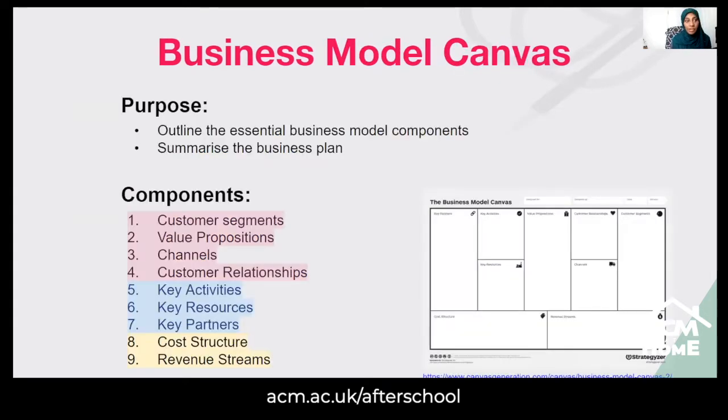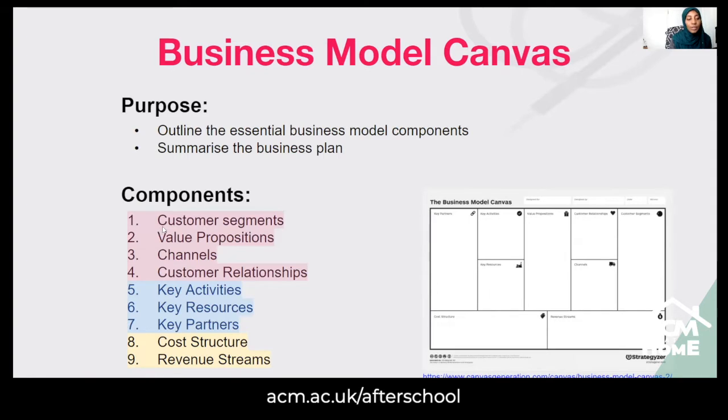So, a business model canvas. We've talked about the purpose, outlining the essential business model components. So it's about having an overview of the key components of a business plan. It summarizes it, and it gives you an idea of what you already know, what you have, and what you might need to gather more information on. The components that you need to fill in are nine, and I've listed them in this way because there are a number of ways you can fill this canvas. This is my approach, and this is the one I like.